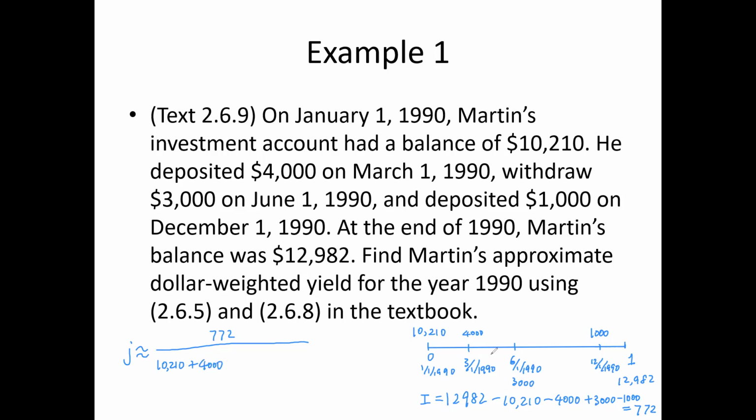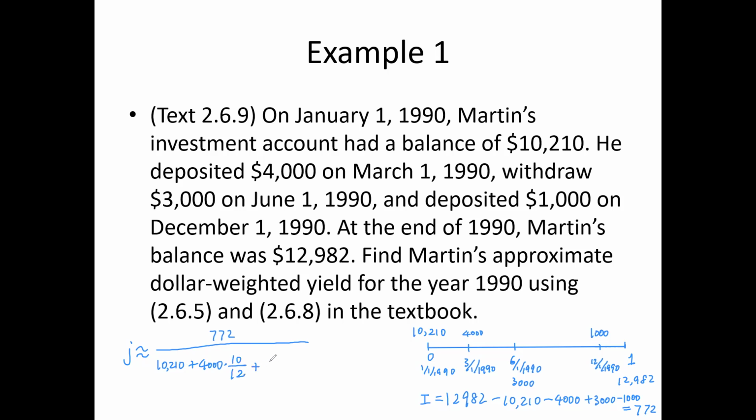Okay, so we need to be very careful. It's actually March the 1st. March the 1st means 2 months passed from the beginning of the year. There are actually 10 months left from March the 1st to the end of the year. So it's times 10 months over 12 months.